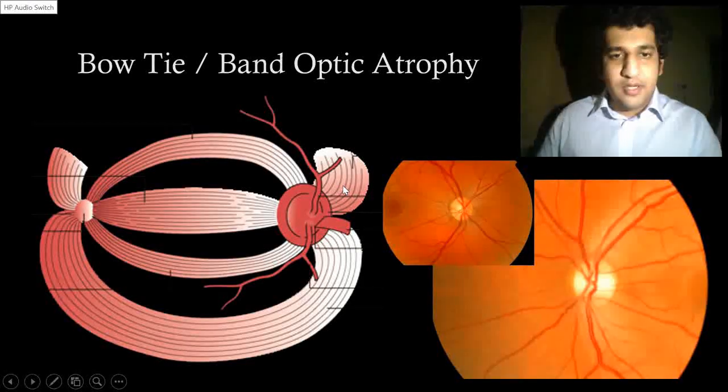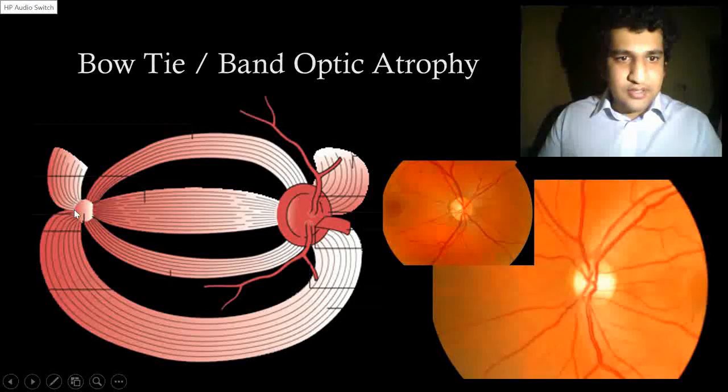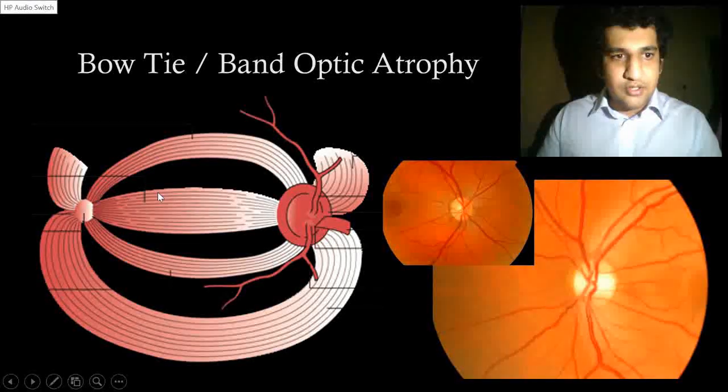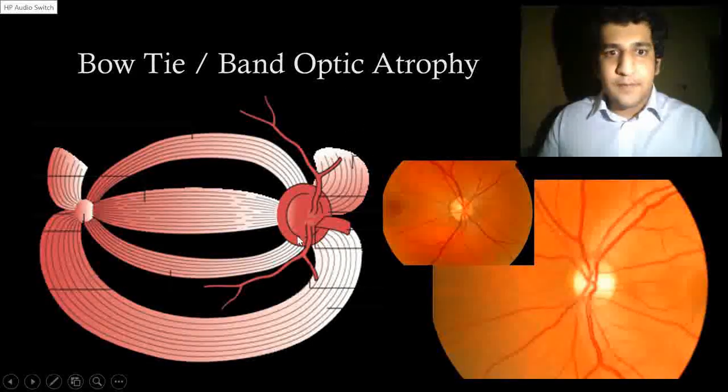how the nerve fiber layer is arranged in the retina. This is nasal, this is temporal, that's your macula. This is the main bundle that goes from the macula to the optic disc, called the papillomacular bundle, PMB. And the rest of the fibers arch around like this and enter the optic disc.